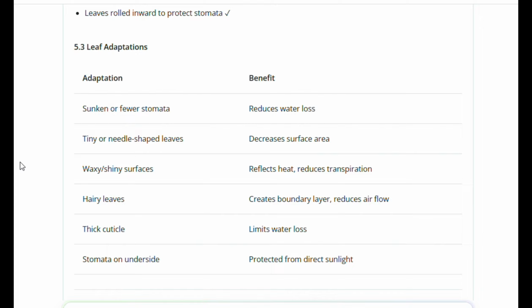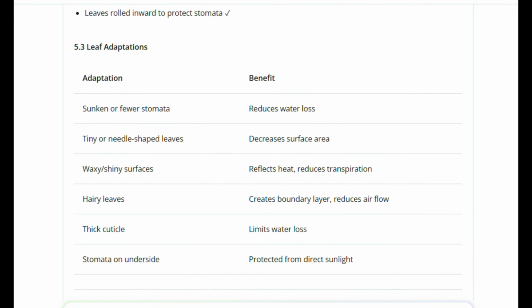Okay, we're looking at the adaptations. We did sunken or fewer stomata, and tiny or needle-shaped leaves. Tiny or needle-shaped leaves decrease the surface area, because the leaf is tiny. So if the leaf is tiny, the water loss will not be that much compared to a leaf that is big and broad. That's the benefit: decreasing the surface area means there will be less water loss.